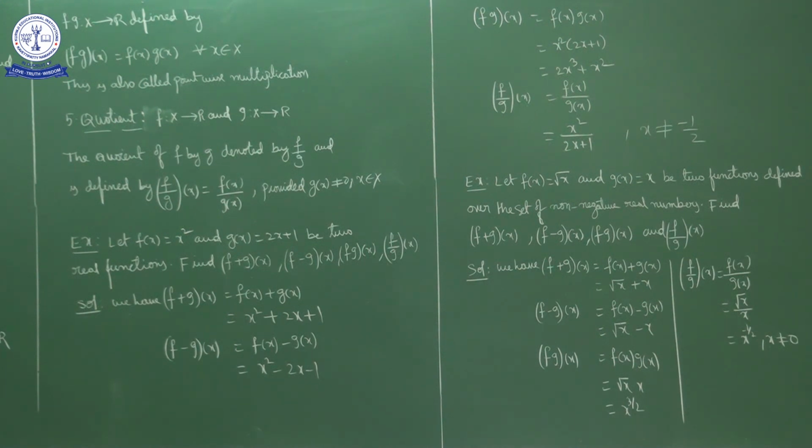Okay, now here f plus g of x is equal to f of x plus g of x, root x plus x. F minus g of x equal to root x minus x. F into g of x equal to root x into x, nothing but x power 3 by 2. F by g of x is f of x upon g of x, root x by x, nothing but x power minus 1 by 2. Here x is not equal to 0. Okay, some more example problems and the next exercise will start in the next session.